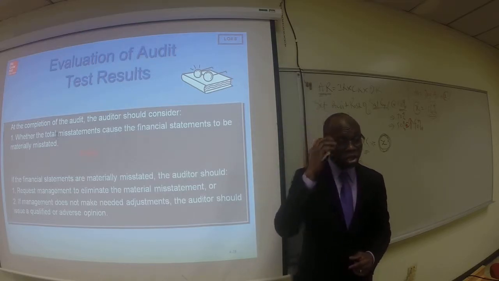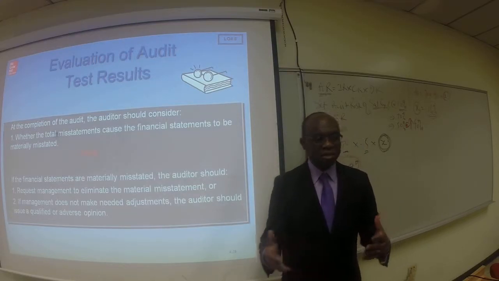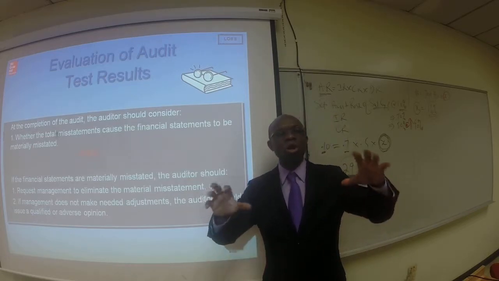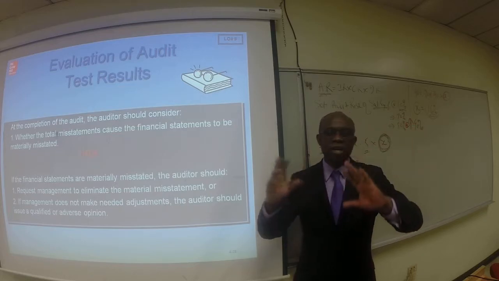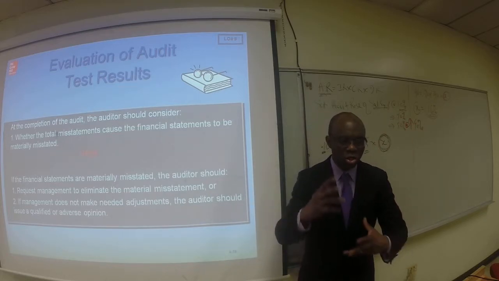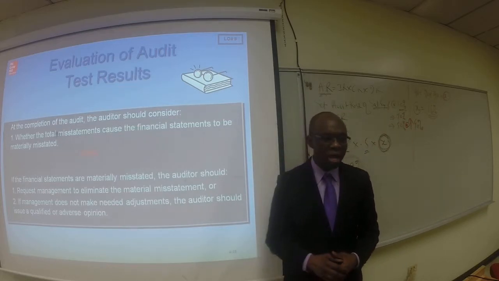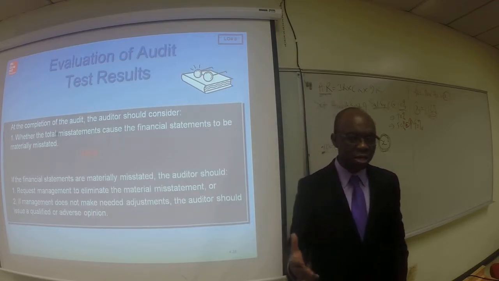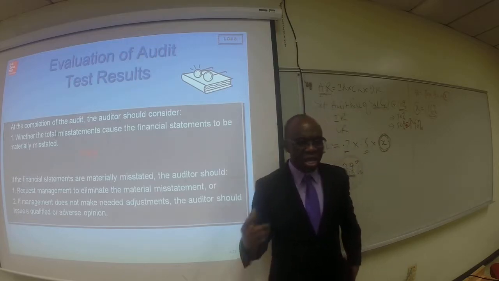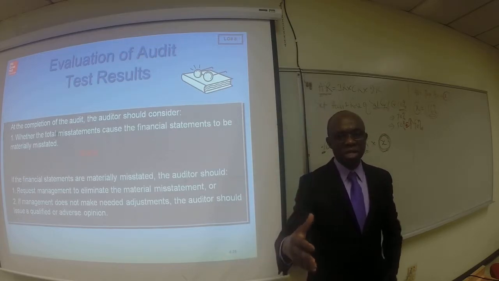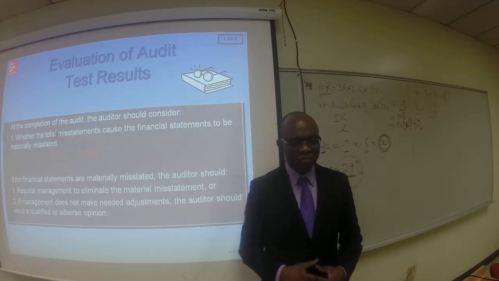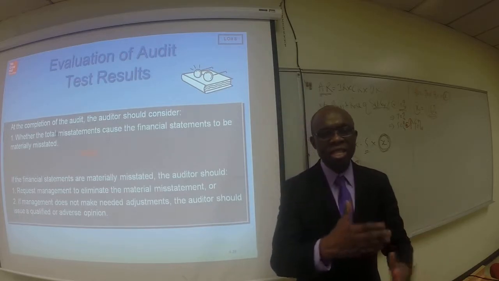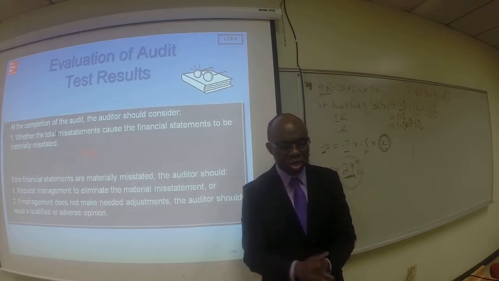So at the completion of the audit, the auditor should consider whether the total misstatements cause the financial statement to be materially misstated. In other words, all the misstatements from different areas are being taken into consideration and aggregated, and we determine whether the total misstatement combined causes the financial statement to be materially misstated. If the financial statements are materially misstated, after the auditor evaluates the test result, then the auditor will approach management to make the necessary audit adjustment, okay?